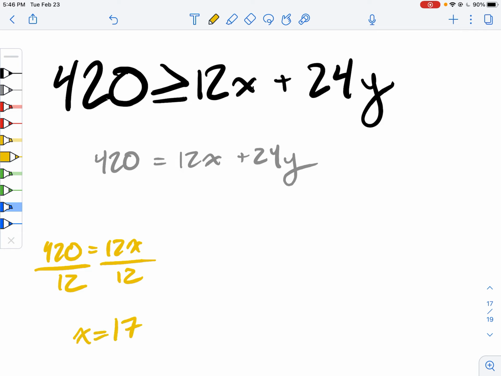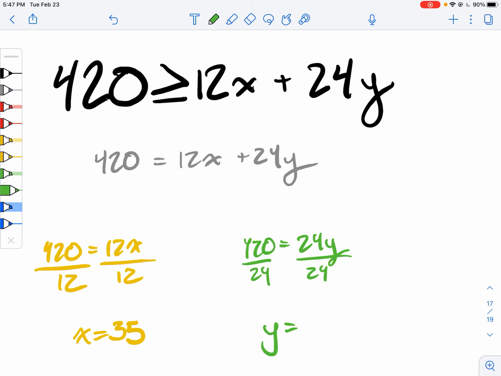Is that right? I think I switched them around. 420 divided by 12. Yep, I did switch them around. It is 35. And then to find the y-intercept, we're going to pretend like x doesn't exist. So say 420 equals no x's, but 24y. Divide by 24 on both sides to get that y equals, that's going to be 17.5.